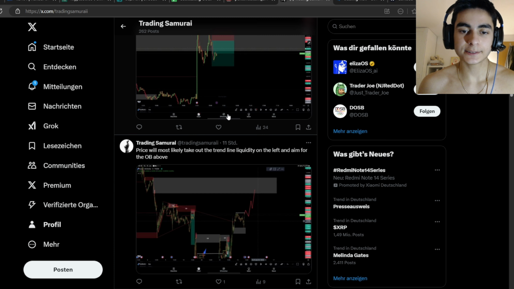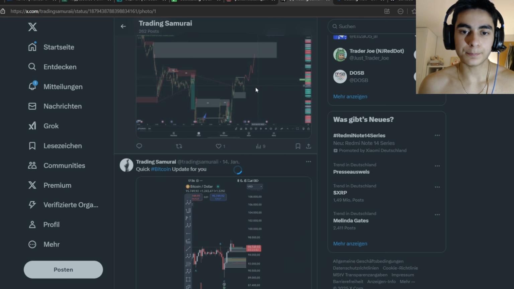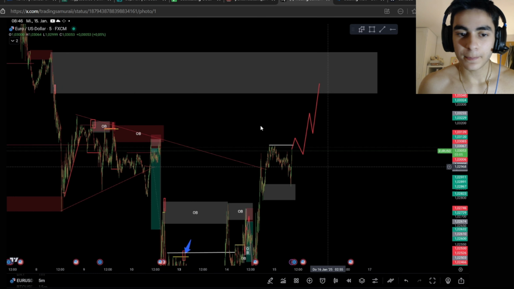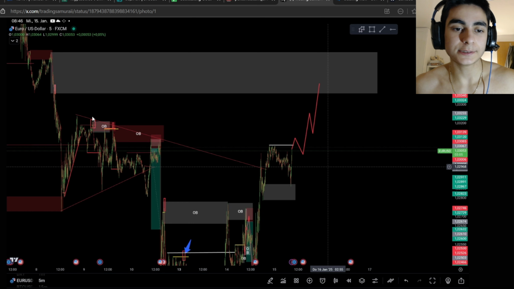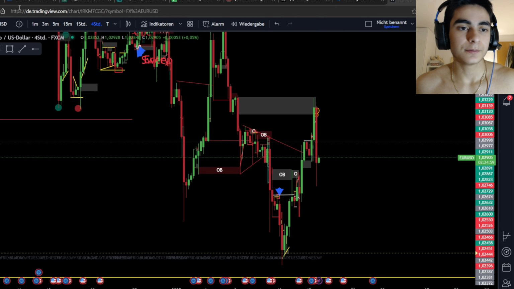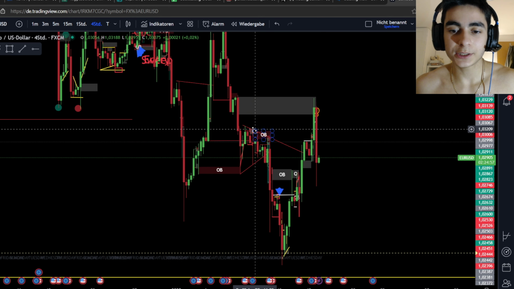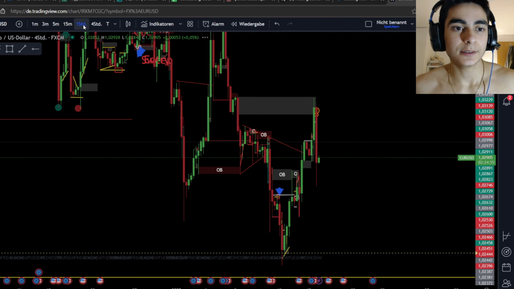Yesterday on X, I posted this tweet where we shot out of this order block, had this trendline liquidity, and I thought that price will just take all of this out, proceed into this order block, and go lower from there. And if we go to the 4 hours chart, it's exactly what happened. Let me show you.